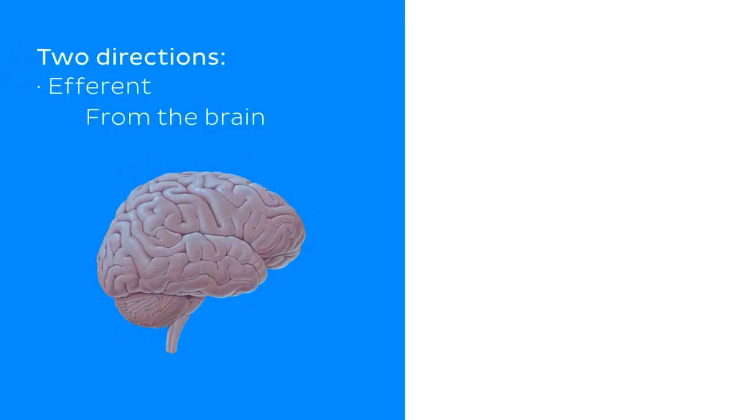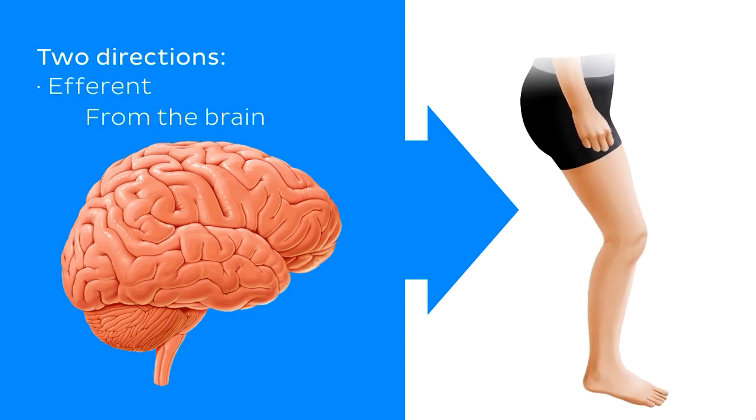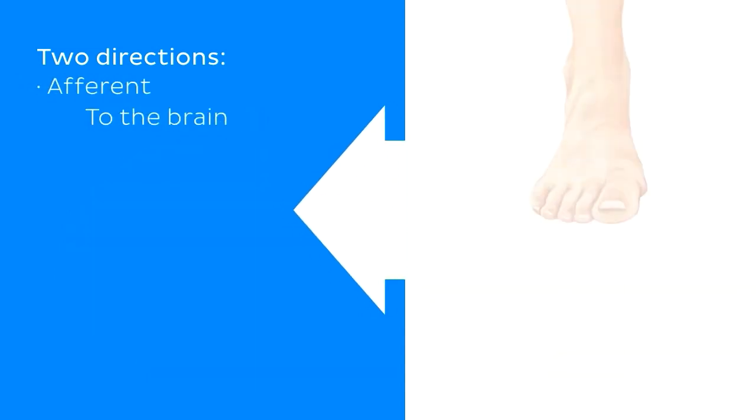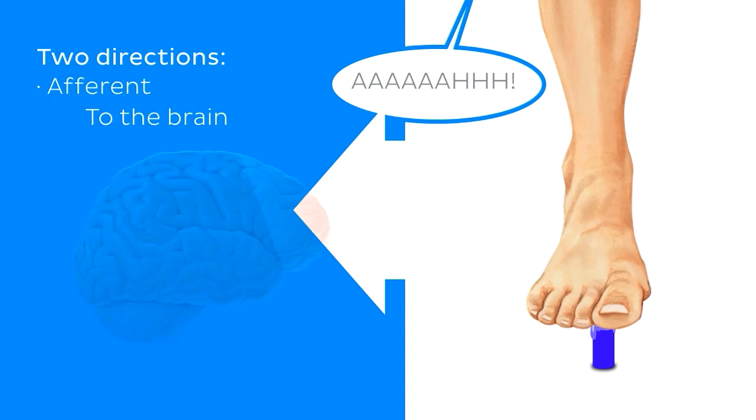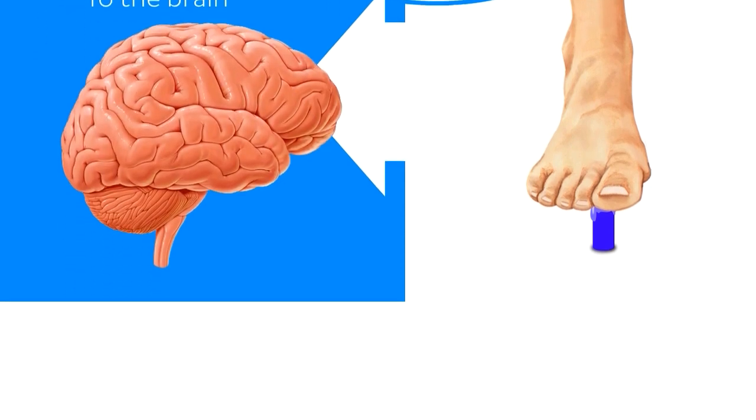Efferent neurons carry information from the brain to the tissue it's communicating with. This could be, for example, to skeletal muscle to stimulate movement. In contrast, afferent neurons carry information from various parts of the body to the brain. This feature allows you, for example, to feel the pain of a burn.